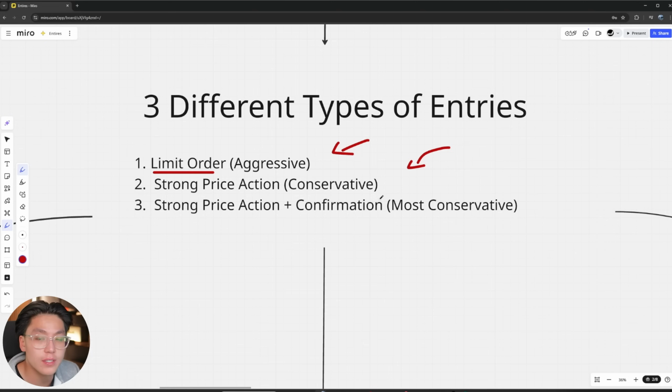You're observing price action and you're waiting for the buyers to step in. And number 3 is my personal favorite. It's strong price action plus confirmation. And this is the most conservative entry model, which gives us the highest win rate and the highest probability setup. So now let's talk about the entry confirmation number 1, the limit order.